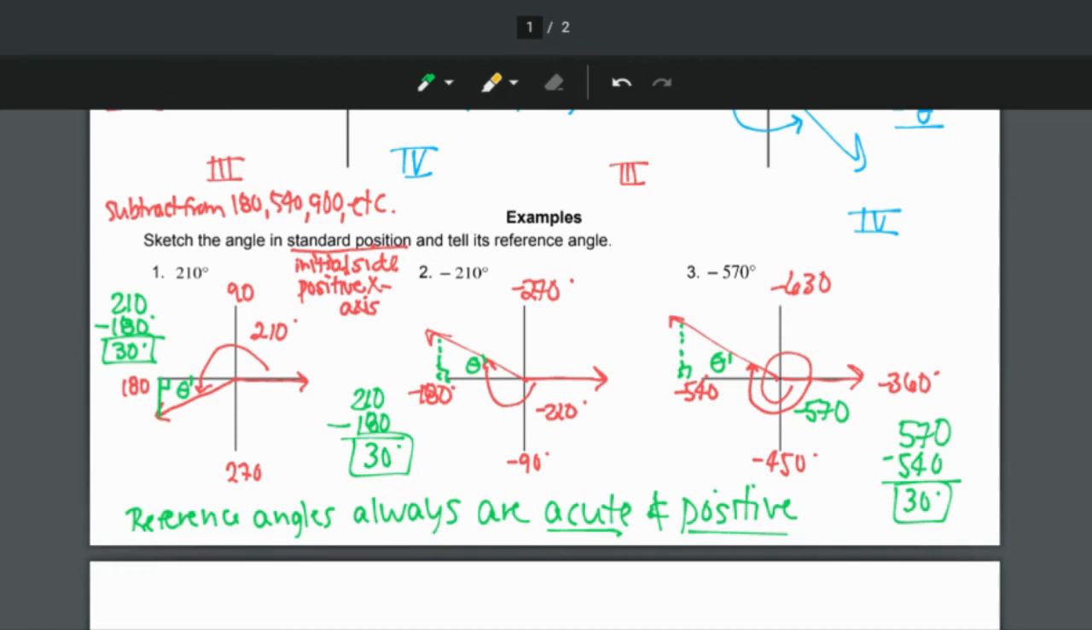Now, since numbers 2 and number 3 end up in the same quadrant and in the same location and the same reference angle, these are considered to be coterminal angles. And these are angles that share the same terminal side.